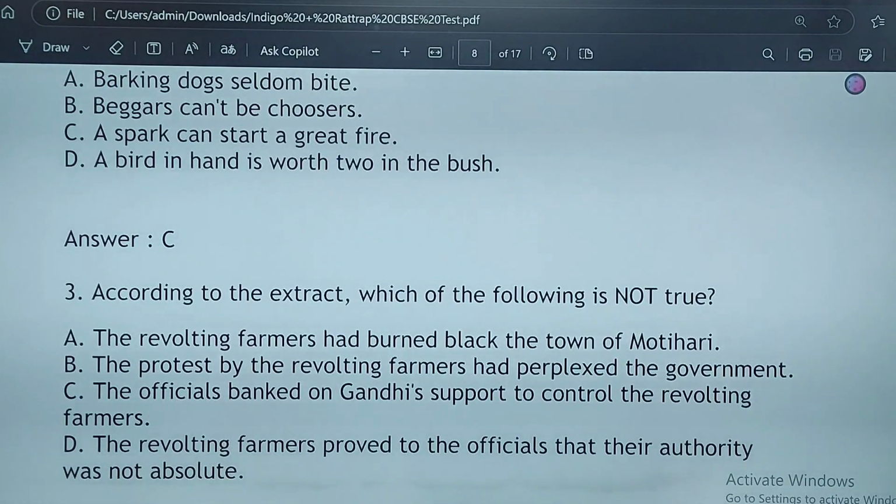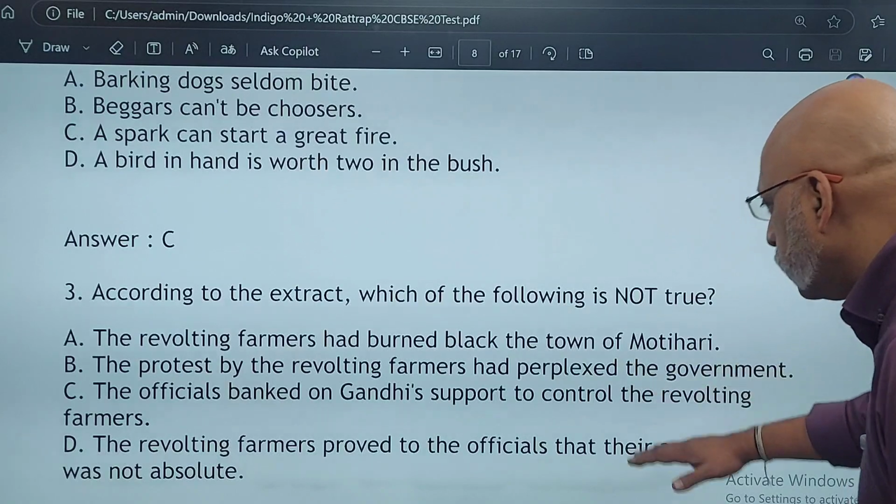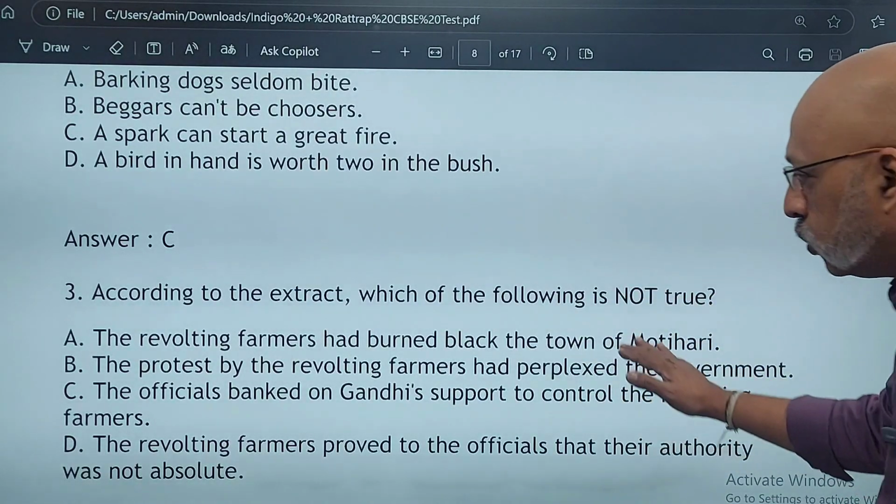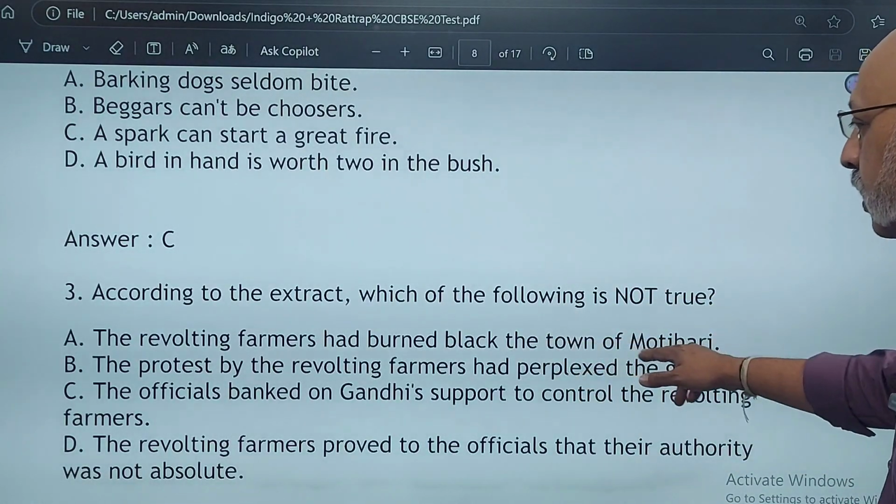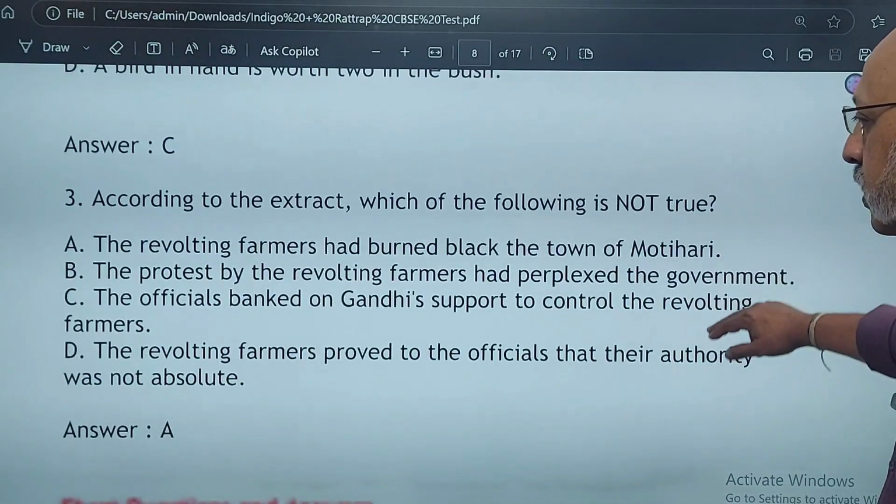Yes, the revolting farmers proved to the officials that their authority was not absolute. So these three are actually true. Which means it's asking which is not true. So the first one, because they had not burned black the town of Motihari, is A.